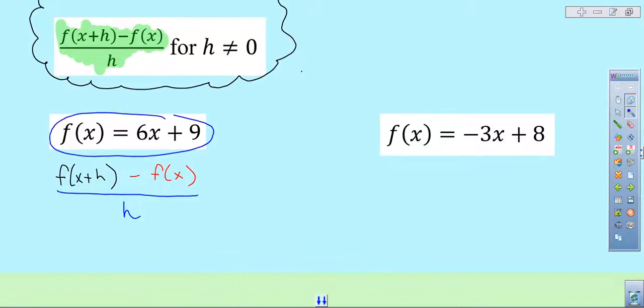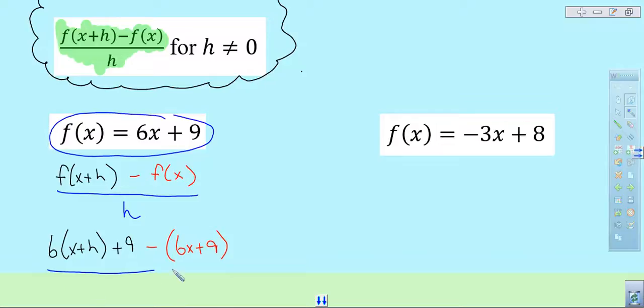So the first one is f of x plus h. That means I'm going to take f of x and replace the x with x plus h. So in black, this becomes 6 times (x plus h) plus 9. In red, I'm just putting f of x, so it's just minus (6x plus 9). Don't forget those parentheses because we're subtracting. Divided by, well, h is its own thing, so h just goes on the bottom.